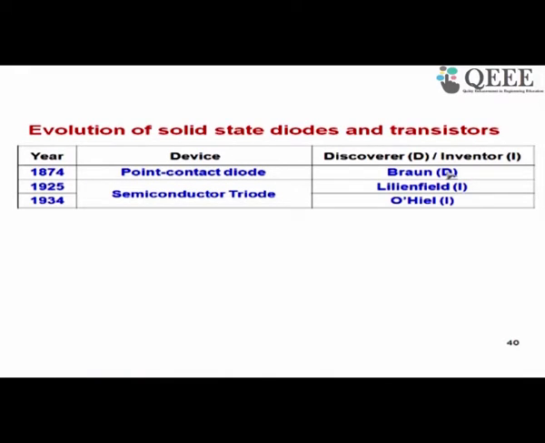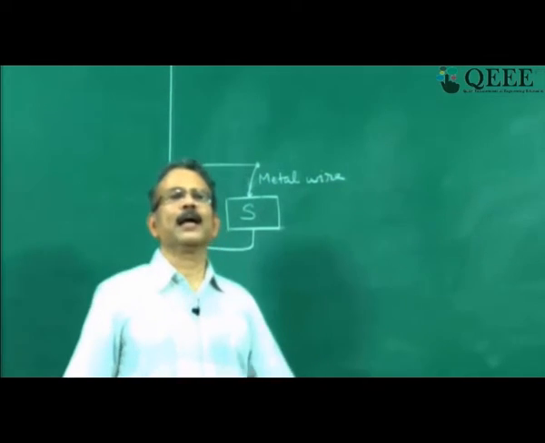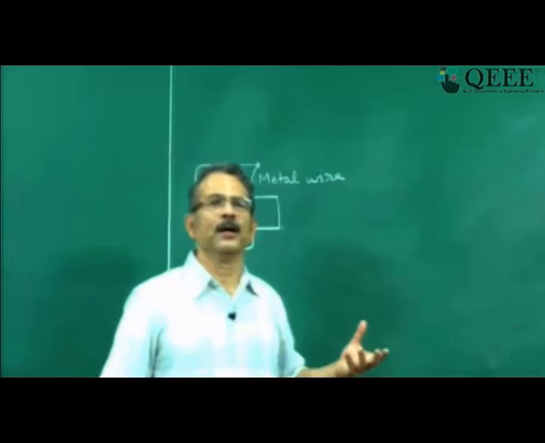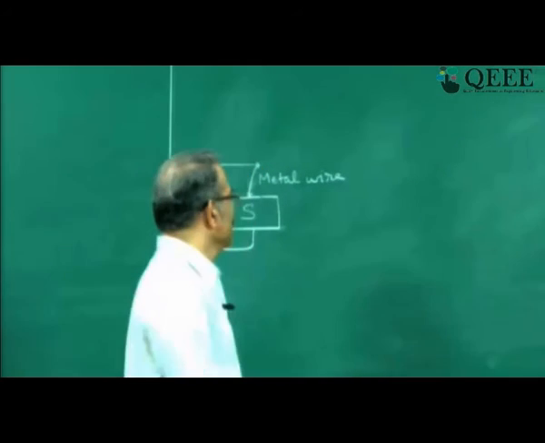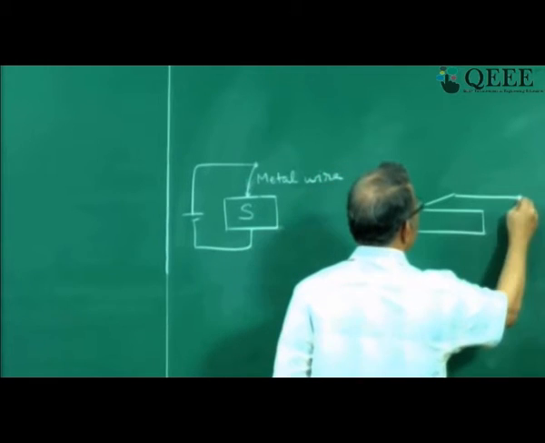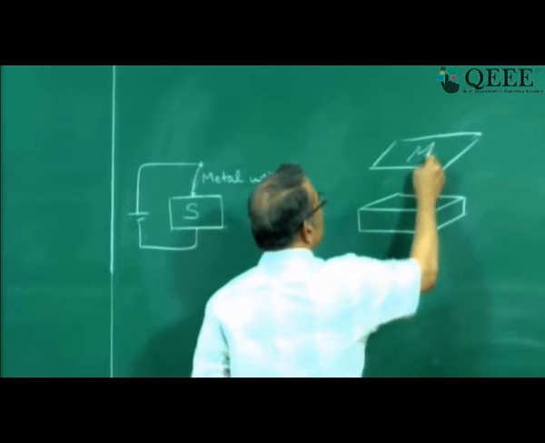Later in 1925 and 1934, two inventors, now you can see these are inventors, Lilienfeld and Heil, proposed an idea. They said that if you can make a diode, a rectifying element from solid state like this instead of a vacuum tube, why can't you make a vacuum tube triode which is used for amplification? That is a 3-terminal vacuum tube device. Why can't you make it in a solid? So they proposed an idea. They said, our idea is the following. I will take a semiconductor block and then I will take a metal electrode. So this is metal and this is semiconductor.